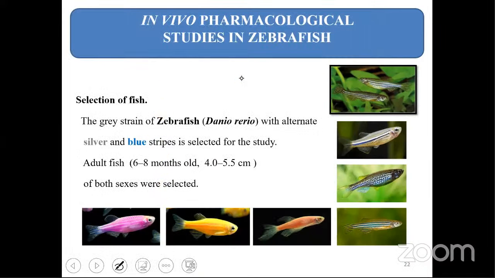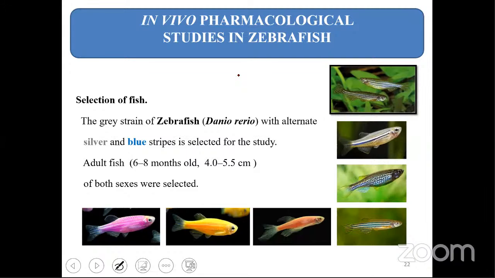So how to select? You can see different colors of zebrafish in the slide right now. Among these, the blue stripes as well as the silver stripes are considered mainly as zebrafish. Even there is a gray strain, yellow strain, pink strain, red strain, right? But in research, they use the silver as well as blue stripes. As I have already said, zebrafish is called Danio rerio. Even in aquarium shops, you can get these fishes.